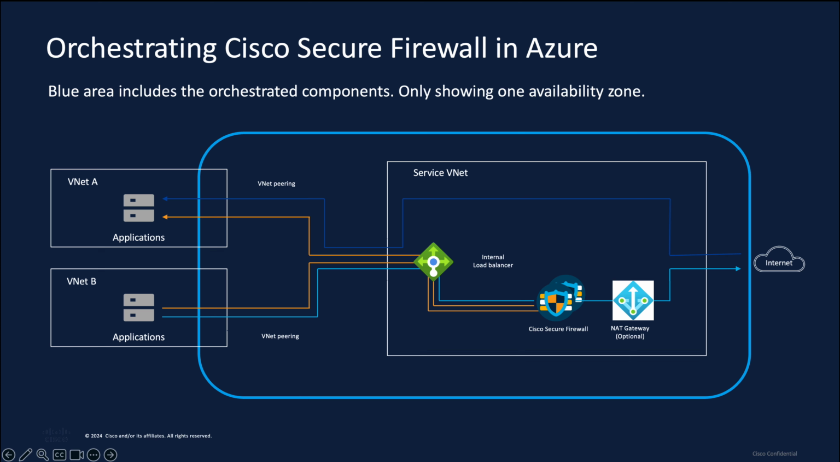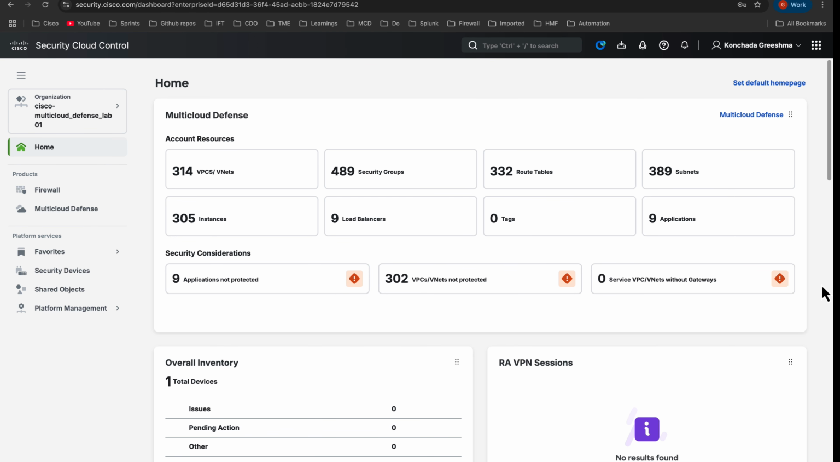That's the power of being cloud agnostic, and Multicloud Defense Controller will provide that cloud agnostic behavior. Let's jump into the demo and see how easy it is to deploy Cisco FTDVs in AWS using Multicloud Defense Controller. Okay, so this is Security Cloud Control platform, from where you can manage different security products of Cisco.